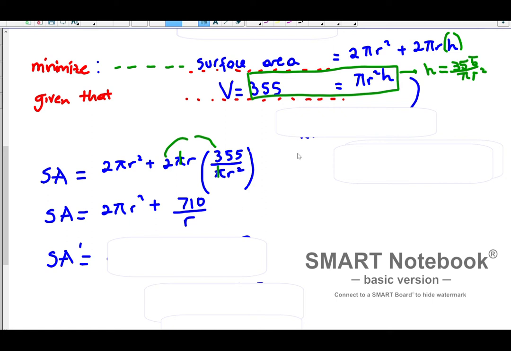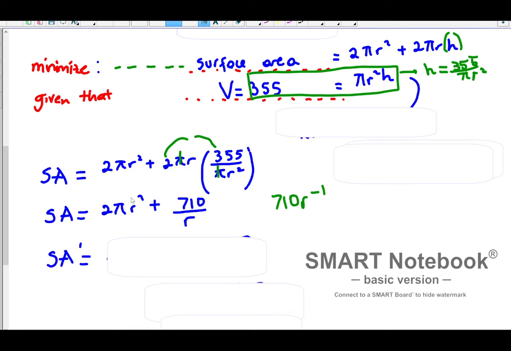The beginning was a little bit complicated because we had to understand the surface area of a cylinder and so forth. But now that we have our surface area equation in one variable, what we're supposed to do is differentiate it with respect to r. And as you do so, for the second term, it would be helpful to write it like this: 710 times r to the negative 1. So you're going to bring the negative 1 down and subtract 1 from the power to differentiate that term, right?